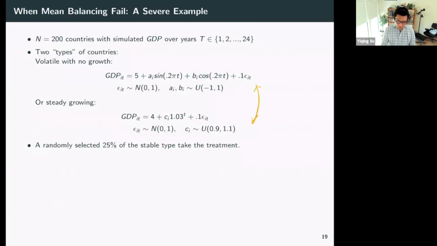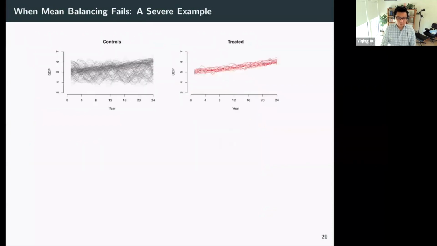One type of economy grows at 3% annually, like the US, a fairly stable economy. Another type of economy is very volatile and follows sine and cosine functions. If you look at the data, you have the control. For the treated data, you only have those stable, steadily growing countries. For the controls, it's a mixture of 2 distributions.